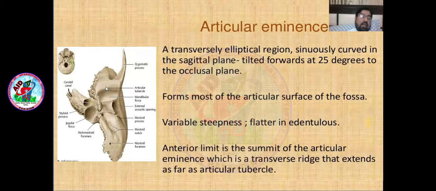When it becomes edentulous, it becomes very flat, and the fossa depth and the articular elevation become approximately equal to one another. The anterior limit is the summit of the articular eminence, which is the transfer stage that extends as far as the articular tubercle. Okay, that is the end of the articular tubercle. That is where the zygomatic anterior process starts, and that is the glenoid fossa.